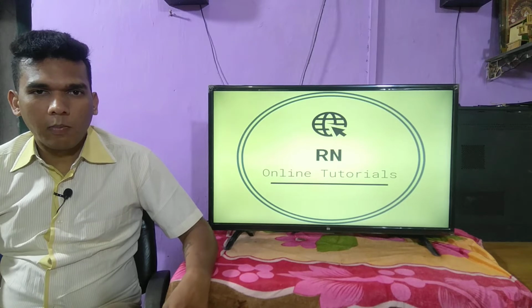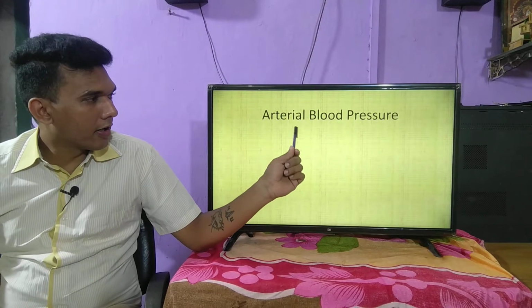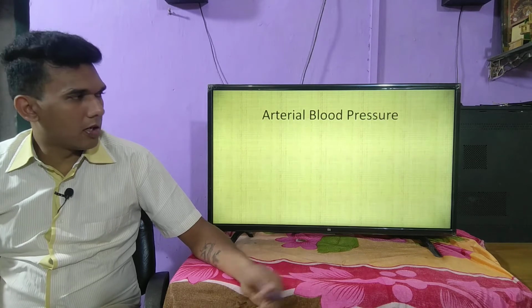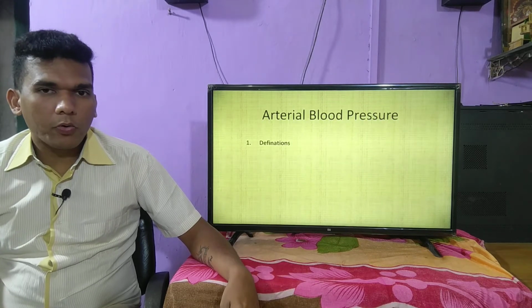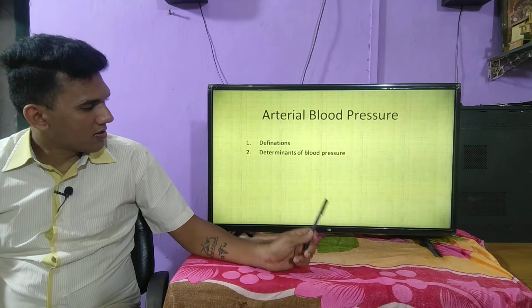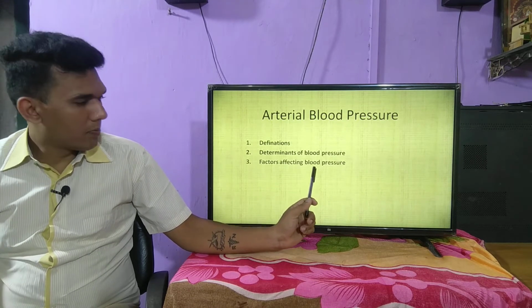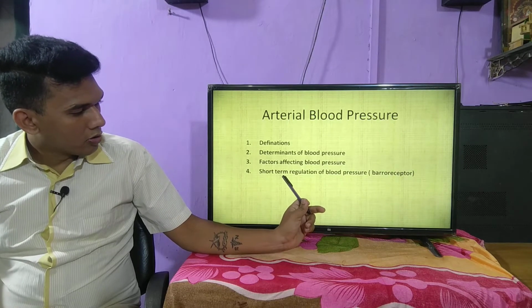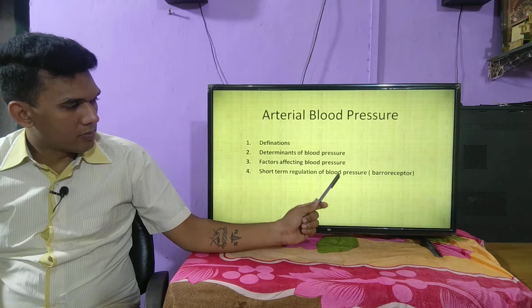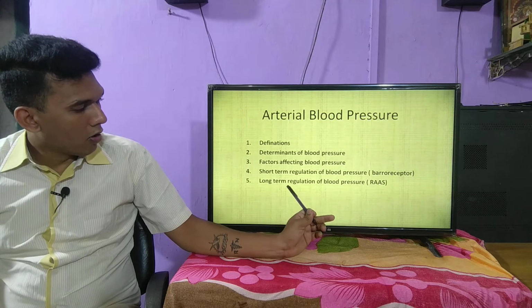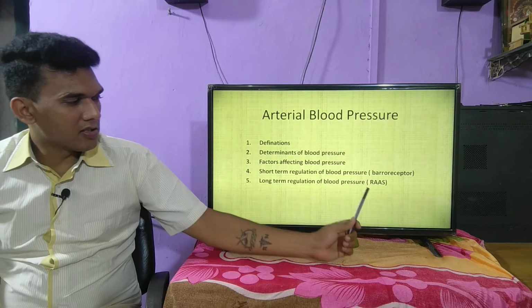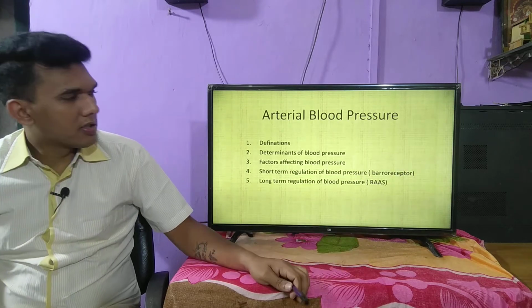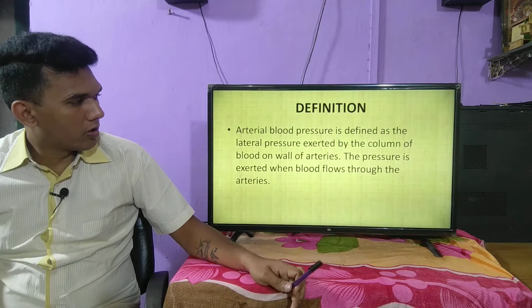Today we are going to learn about the physiology of arterial blood pressure, or in simple words, blood pressure. So let's see what we are going to cover today: various definitions, the determinants of blood pressure, factors affecting blood pressure, and the short-term regulation of blood pressure, that is the baroreceptor mechanism, and long-term regulation of blood pressure, that is the renin-angiotensin-aldosterone mechanism. So let's start. First we will start with the definition.